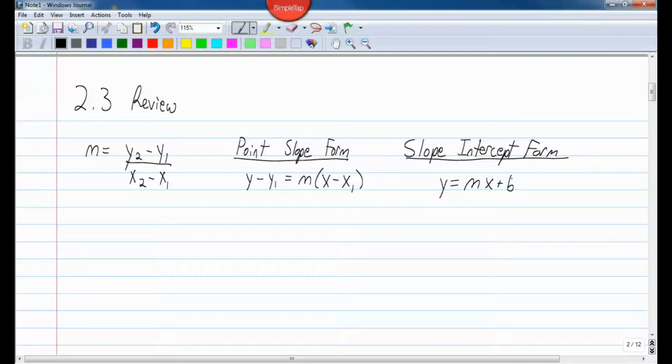Then we went over how to graph vertical or horizontal lines. We said if we have x equals some number a, this will be a vertical line, and if we have y equals some number a, that will be a horizontal line.